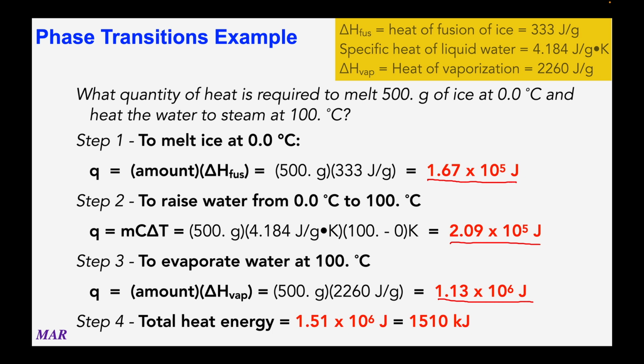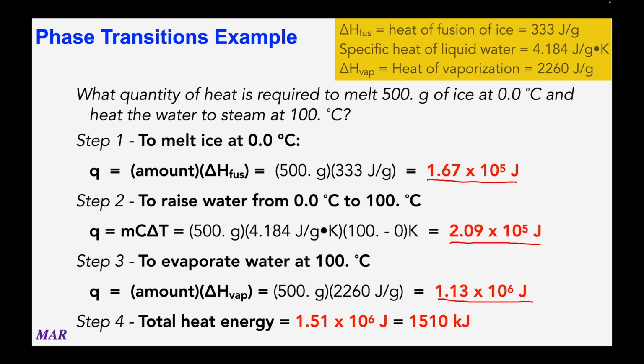If you divide that by 1,000, you get kilojoules, 1,510 kilojoules. And that is the energy required to melt 500 grams of ice and turn it into steam at 100 degrees Celsius. Notice it's a positive number, it's endothermic. This isn't going to happen by itself. You must add energy to make this happen.